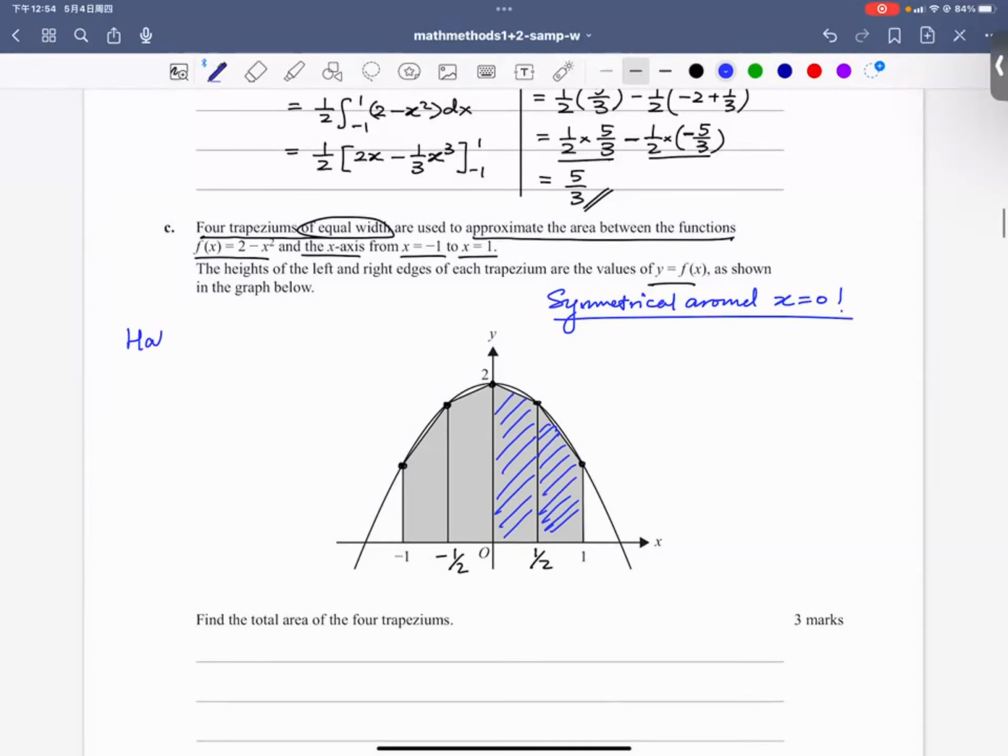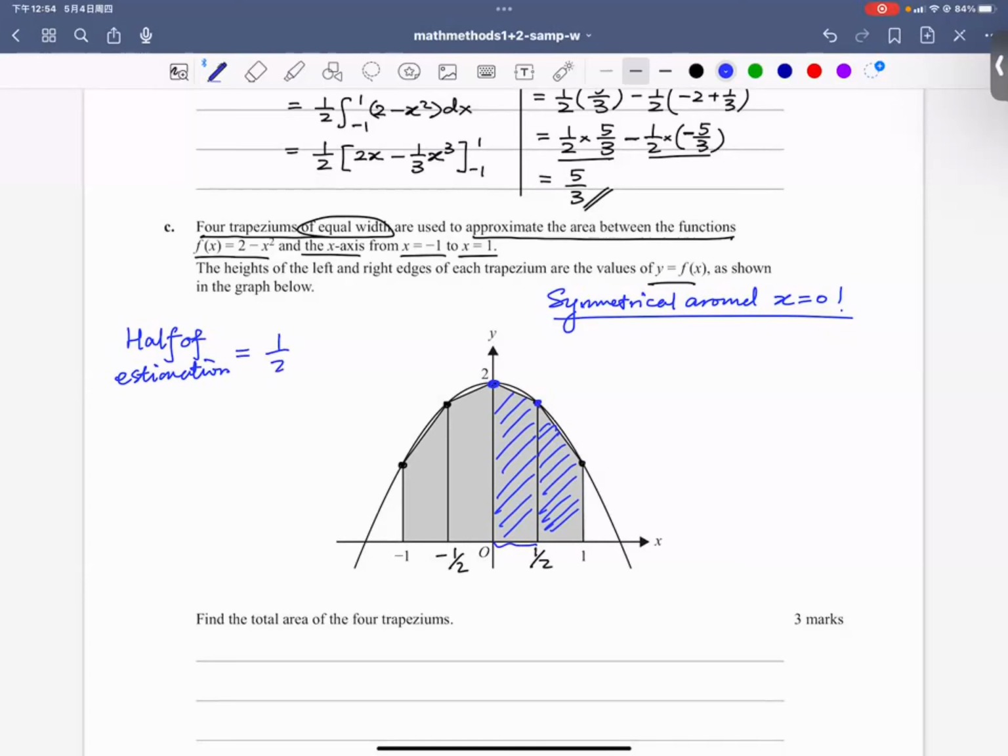So let's say half of estimation, okay? You could say half times 1 minus 0 divided by 2 times the first y value and the last y value, namely 2 lots of f of 0 plus 2 lots of the y value in the middle, 2 lots of f of half plus f of 1, okay? So f of 0 is going to be 2.